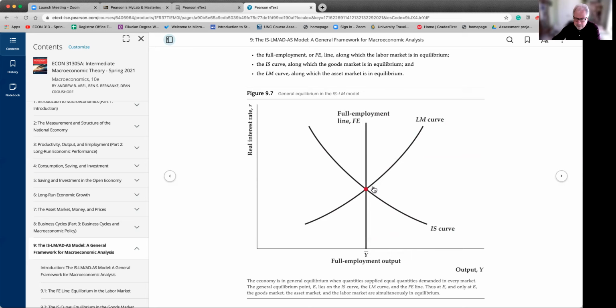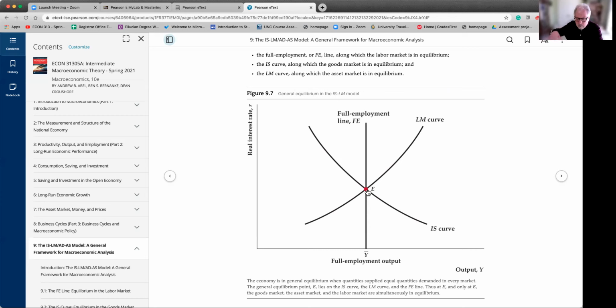So the only place where all these markets are in equilibrium together, or what we call general equilibrium, is where they cross, right? Because at that point E, we're on the IS curve, we're on the LM curve, we're on the FE curve, and if each one of those curves represents equilibrium in the relevant underlying market, that's the place where all the markets are in equilibrium.